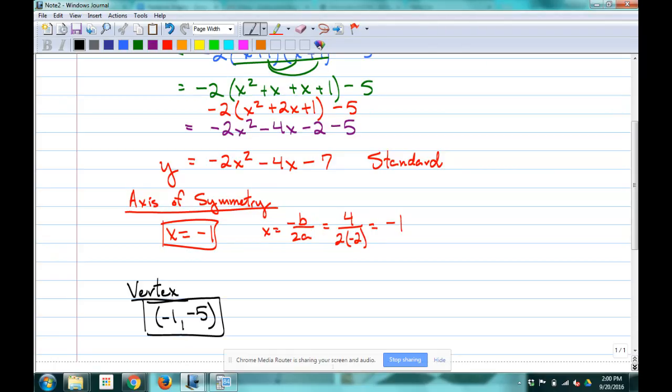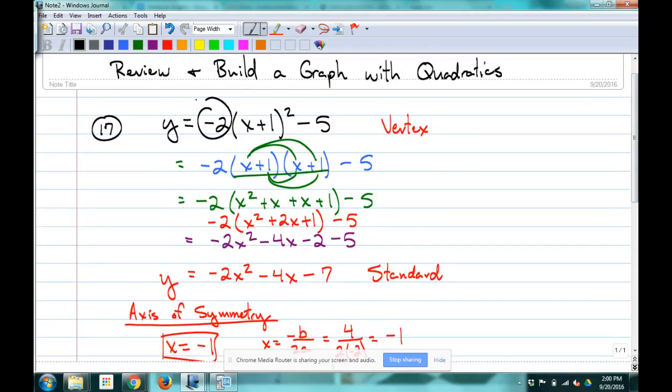We need to know, is that a maximum or a minimum? It's a maximum. Why? What's a? It's -2, so it's less than 0, right? Yeah, -2. So it's a maximum. A is in the front there. If it's negative, it's going to open down like this. So it's got a highest point. That's a maximum. That highest point is at that vertex.